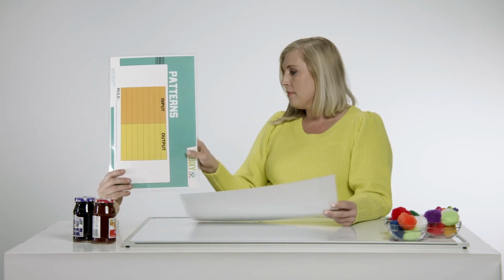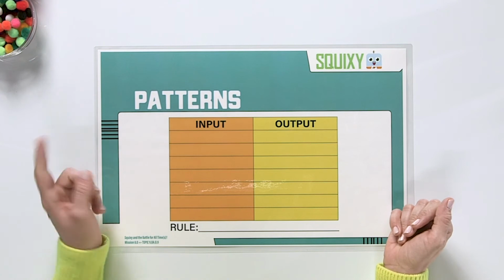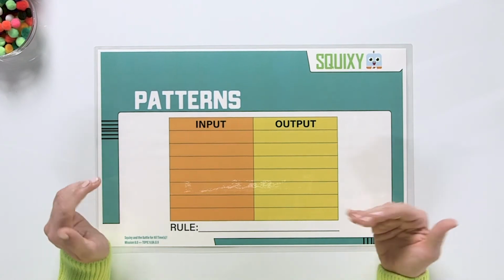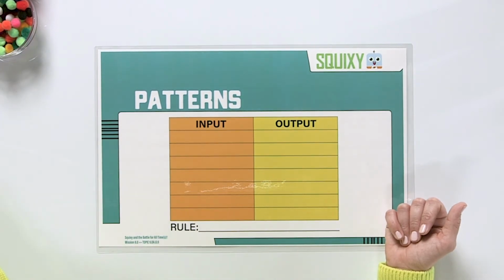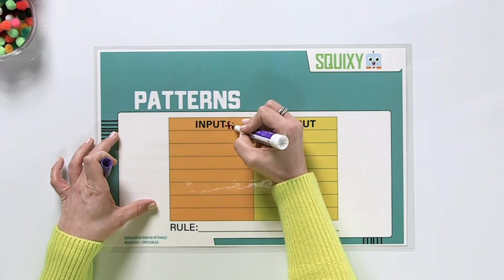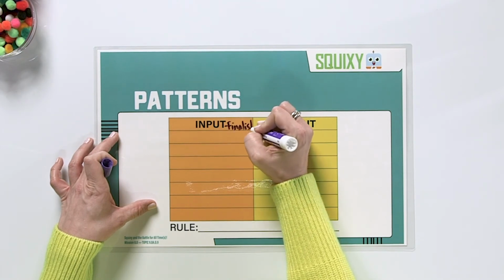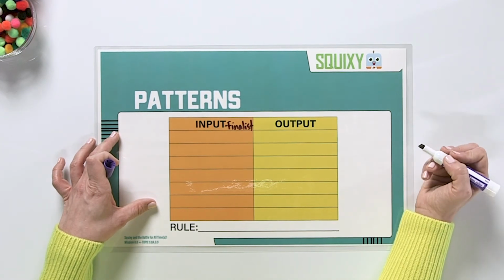Now that I know what the question is asking, I've set a plan to use an input-output table to help me organize my information. Here's a blank input-output table. The first thing I need to do is figure out what numbers are going to be placed in the input category. For this particular problem, the input category is going to represent the finalist. The output category will represent how many pounds of jam they bring.